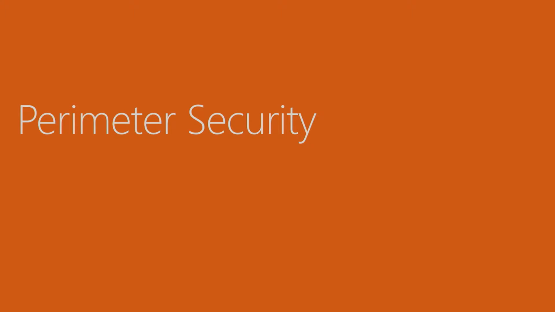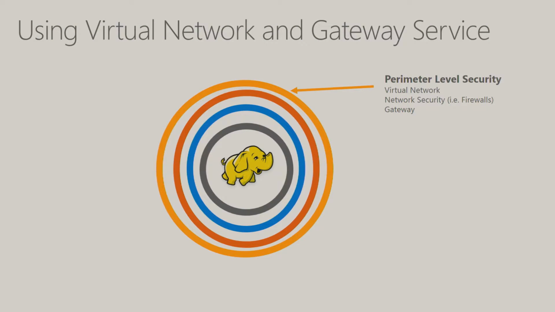So perimeter security in HD Insight is achieved using virtual networks and firewall rules. You can create your HD Insight cluster within a virtual network today and set up network security groups or firewall rules where you allow only certain IP addresses to communicate with your cluster. The second layer of defense, which we are adding for perimeter security, is the gateway service.